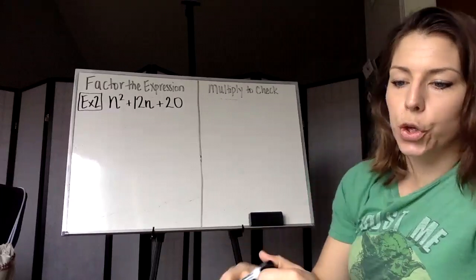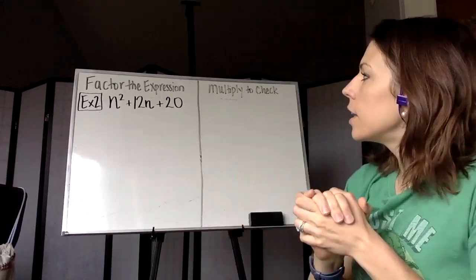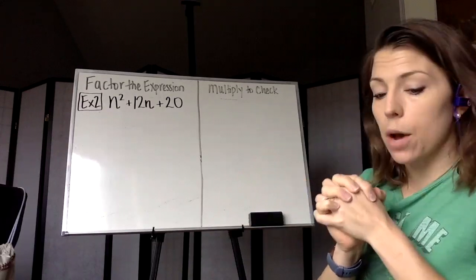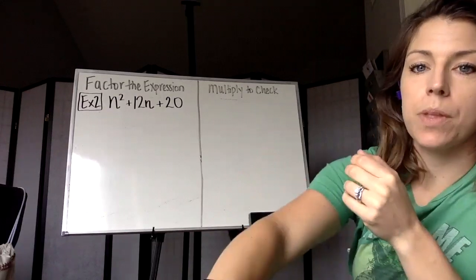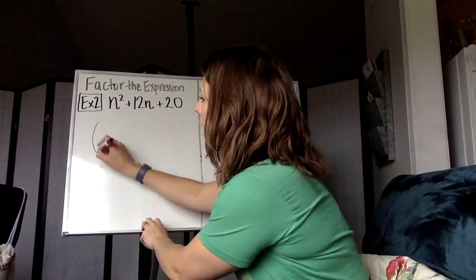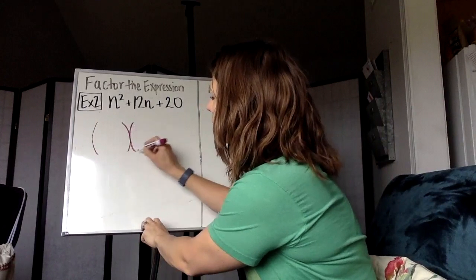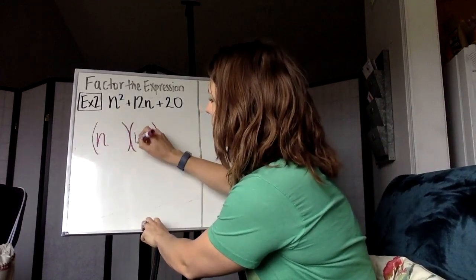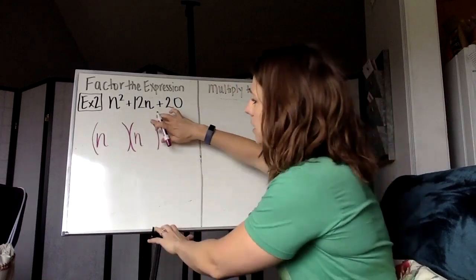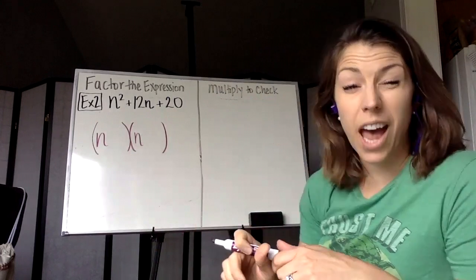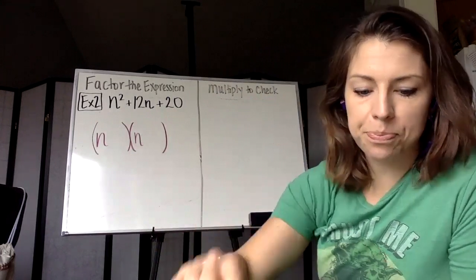On to example 2. Same idea, 3 terms, trinomial, leading coefficient is 1. That's how I know I can use P's and Q's. So step 1, I'm going to set up my answer. I know my answer here is a product of 2 binomials. And I know the first term in both binomials is n, because n times n is how I get n squared. So I know that is kind of like what my answer looks like.